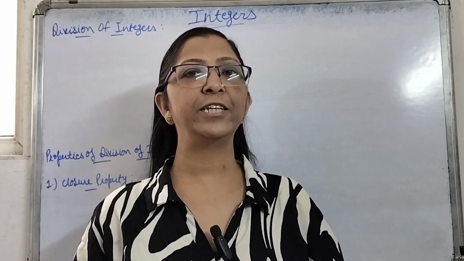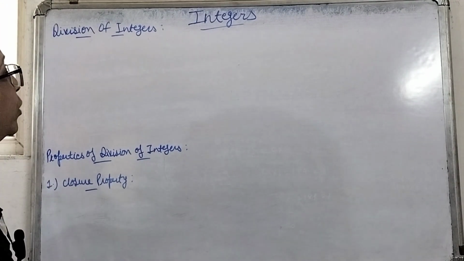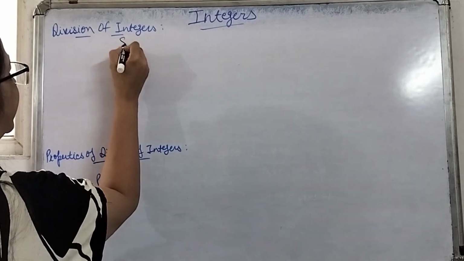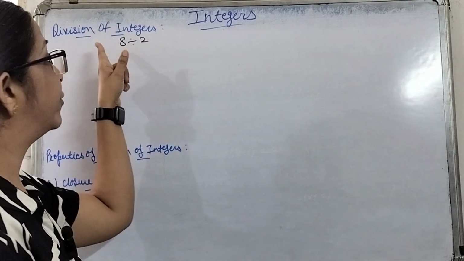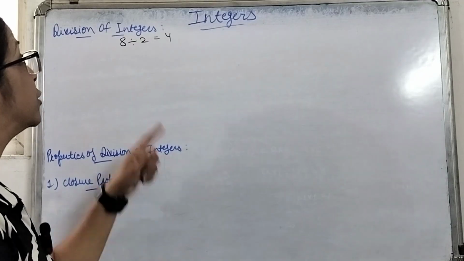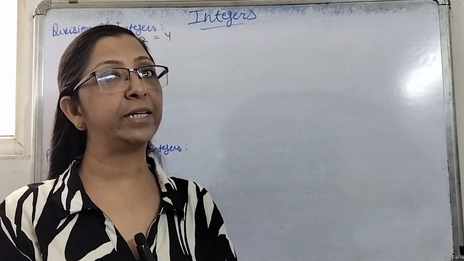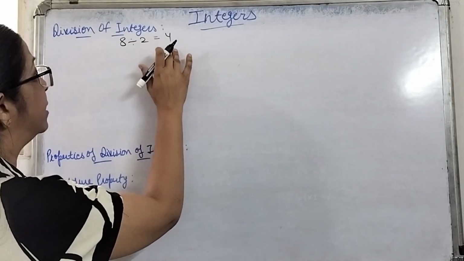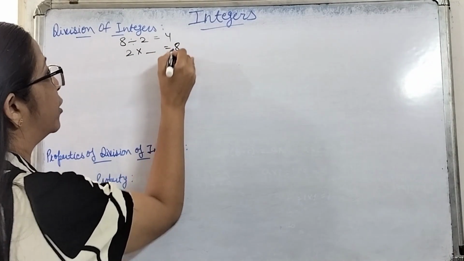Now let's understand division of integers. We know if there are two integers, suppose we are dividing 8 by 2. The two integers are 8 and 2. If we divide these two integers, the answer will be 4. So division of integers can be said to be the inverse of multiplication. How can we interpret it? By what number should we multiply 2 so that the product is 8?